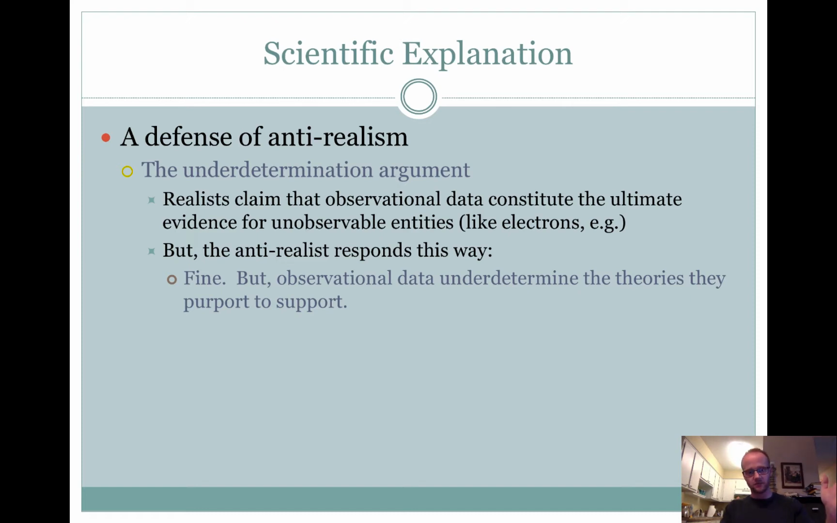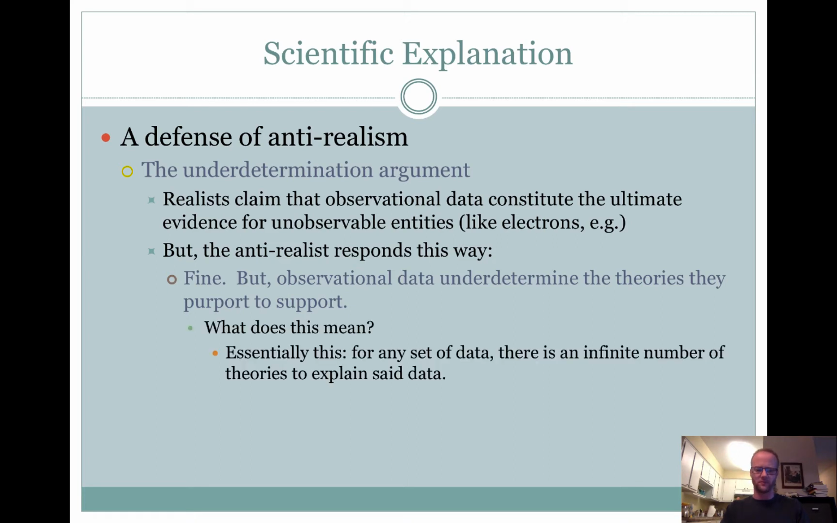Okay, but the anti-realist says this to such a claim. That's fine. Let's agree that we have observable data that you can use to suggest that there are things like electrons and quarks and gluons and so on. The problem is those data, having seen the lines caused in the water vapor in the cloud chamber, underdetermine the theories that they're meant to support. And what that means is essentially this: for any set of data you can think of, there's an infinite number of theories to explain the data, right?